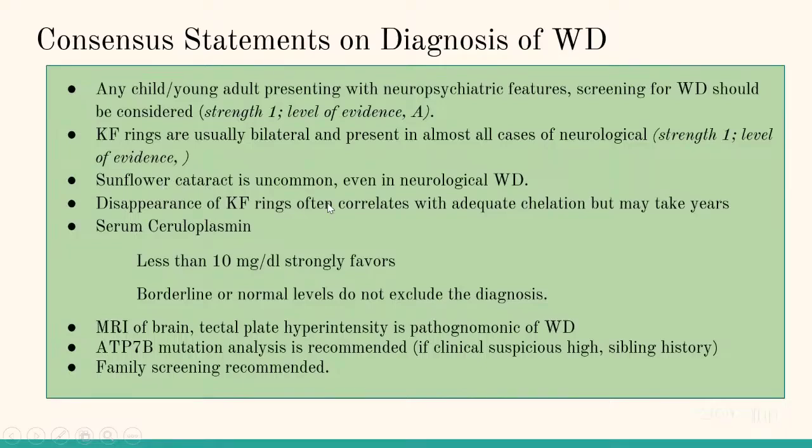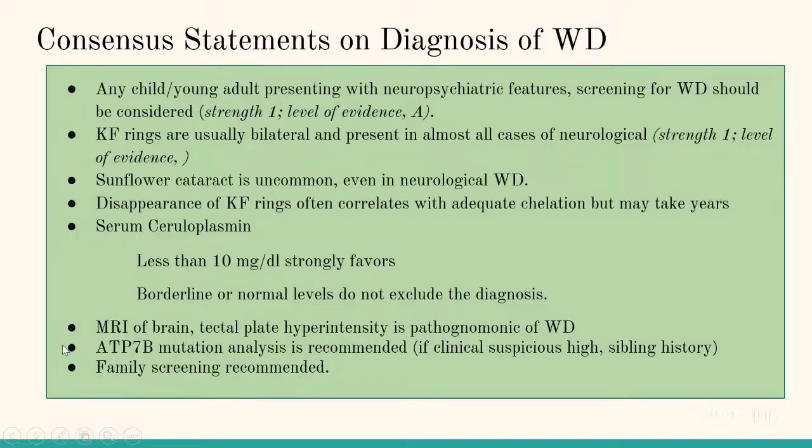Disappearance of KF rings often correlates with adequate chelation but may take years. So we also don't keep looking for KF ring appearance or disappearance. We just monitor through serum free copper. This is a very good tool. I will tell you how to calculate it. Serum ceruloplasmin is usually less than 10. Borderline or normal levels do not exclude the diagnosis. MRI of the brain will show striatum hyperintensity, the giant panda sign; tectal plate hyperintensity is pathognomonic of Wilson disease.